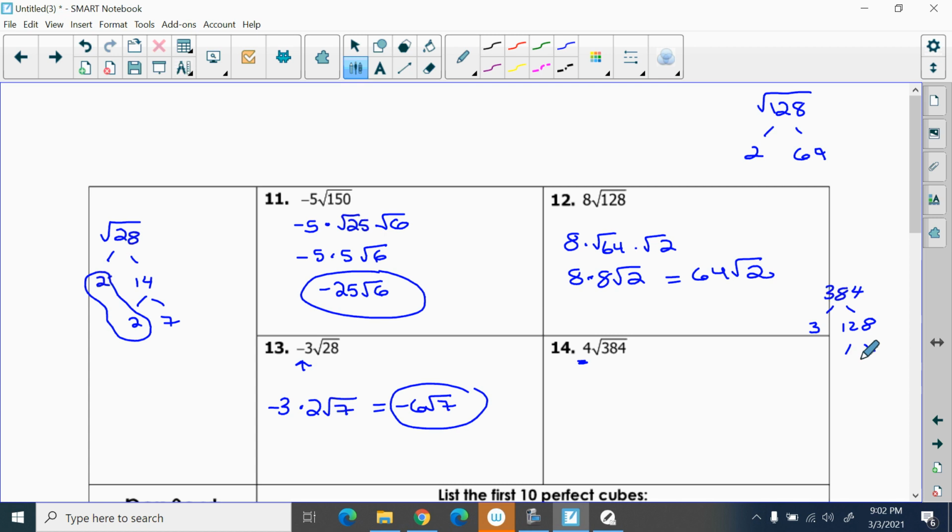And then I know that's divisible by 2. So that is 2 times 64. Now again, if you get to this and you recognize that this is a perfect square, then good for you, right?